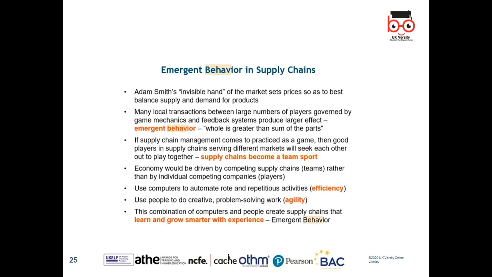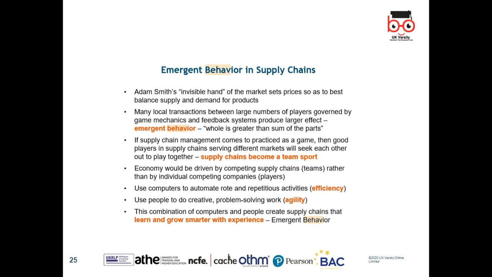Many local transactions between a large number of players, governed by the game's mechanics and the feedback system, produce a larger emergent effect. We can look at the behavior. The whole is greater than the sum of the parts. So supply chain management comes to practice as a game. Then the good players in the supply chain serving different markets will seek each other out to play together. Supply chain becomes a team sport.